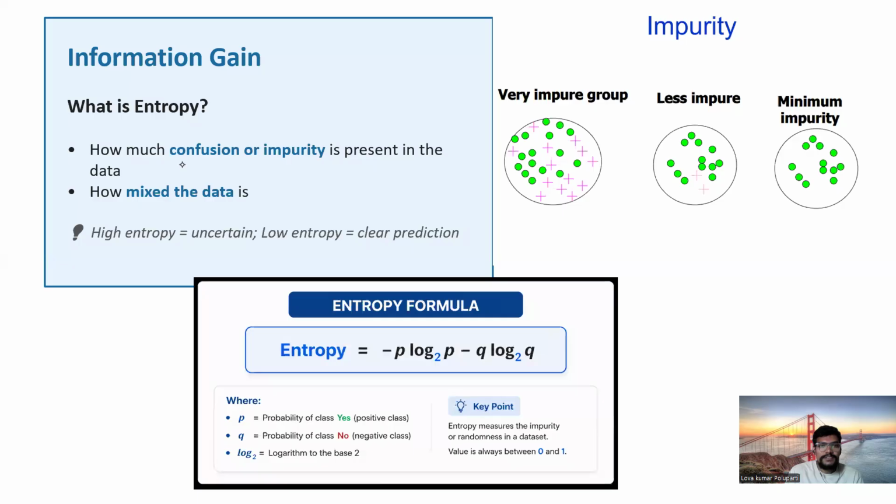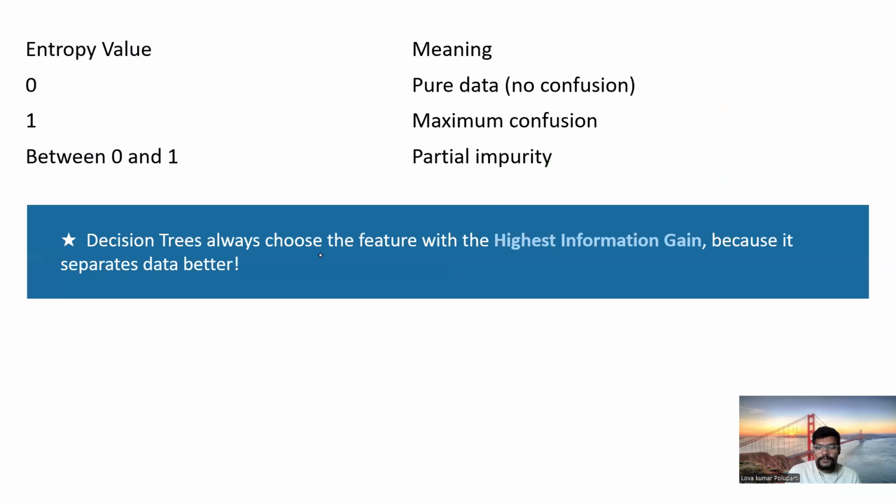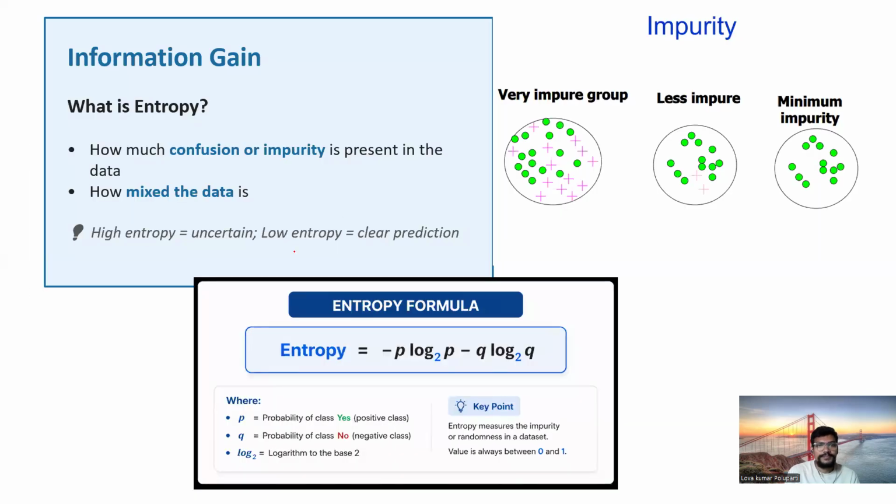So the information gain is how much confusion or impurity is present in the data. Here, information gain again depends on the entropy. So first we need to understand entropy. Even in interviews, people ask what is meant by entropy in a decision tree. Entropy means how much confusion or impurity your data has. You can find that out by using entropy.